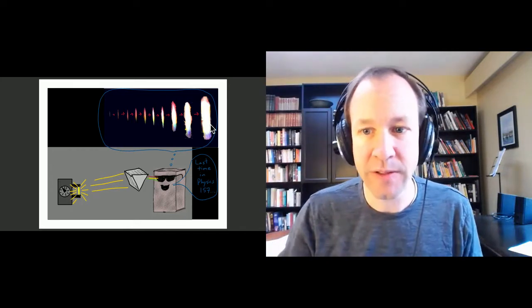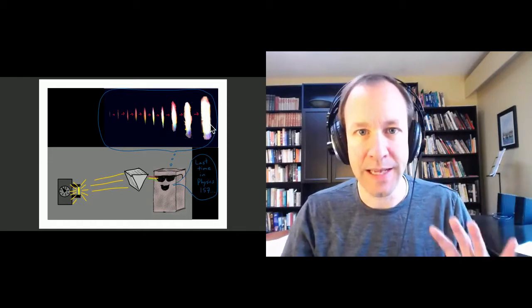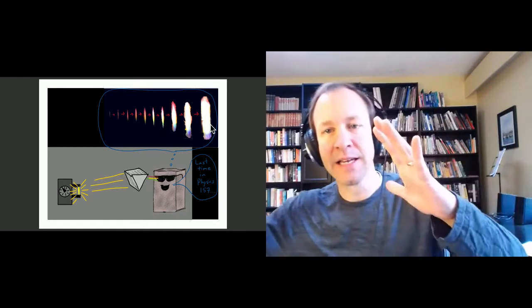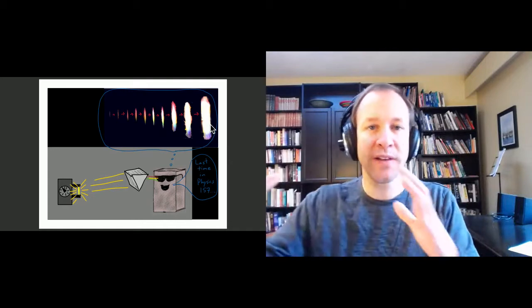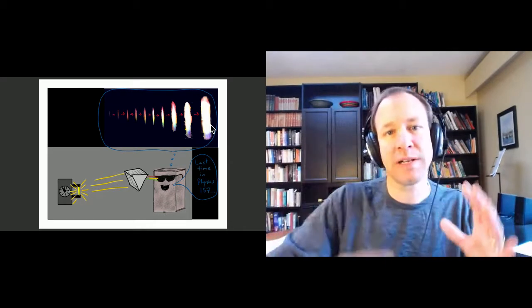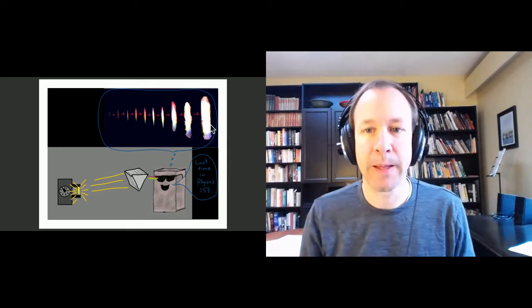And so that reflected the fact that the spectrum of light from a hot object has a peak wavelength, which is shifting shorter and shorter as the temperature increases.